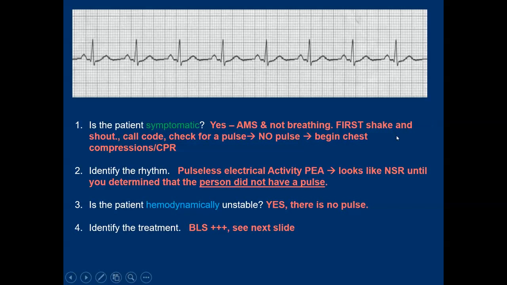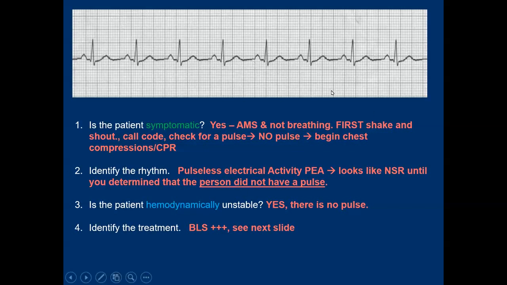BLS safety first, and then once the scene is secure, the next thing you do is establish unresponsiveness, check for a pulse, and determine if breathing is there. If you determine that there's no pulse, then that's when you begin chest compressions. Call 911 and begin chest compressions. So when we look at this rhythm, and you have determined, well, this is normal sinus rhythm, what the heck? Why is this patient pulseless?